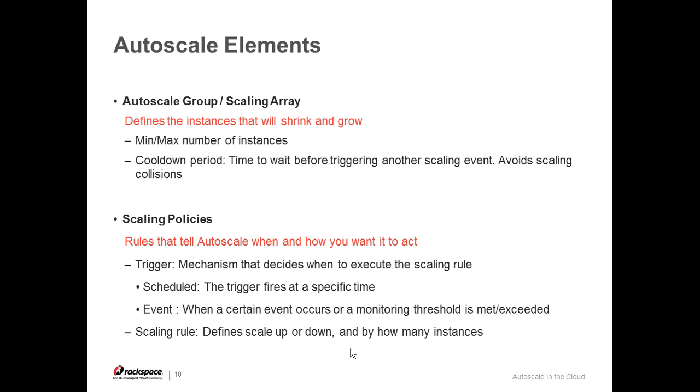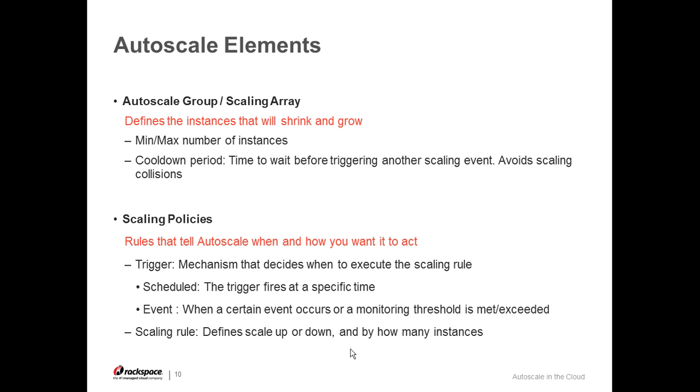The next concept that exists quite commonly in autoscale environments is scaling policies. These are the rules that tell your autoscale system when and how it needs to act. There are 2 elements: triggers and scaling rules. A trigger is the mechanism that decides, okay, we now have to scale, whether that be up or down. Commonly you see 2 types.